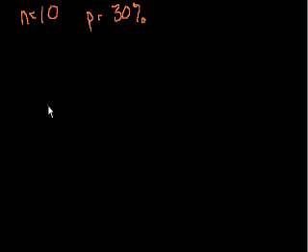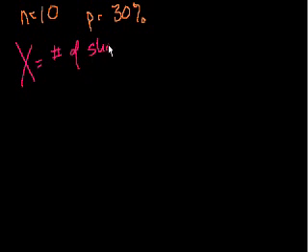And let's define a random variable X, like we always do. X is equal to the number of shots, baskets, I make.